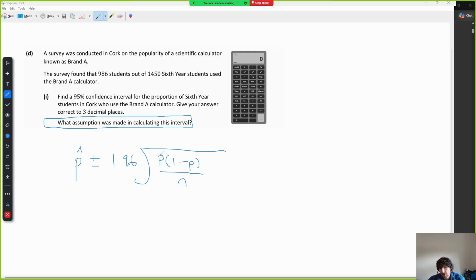But we don't know p. p hat is the sample proportion and p is the population proportion. And we don't know the population proportion. So our best estimate of p is p hat. And that is the assumption. If you wanted to put this in words, it's that p hat is approximately equal to p.